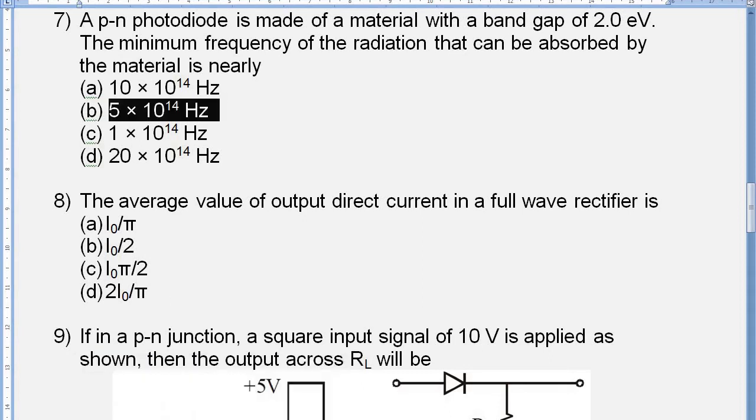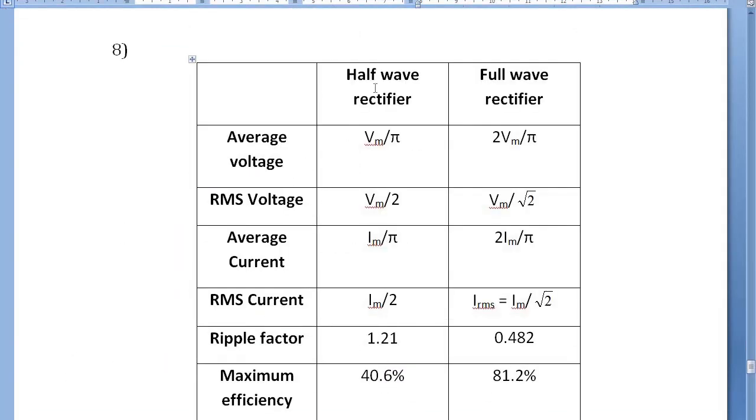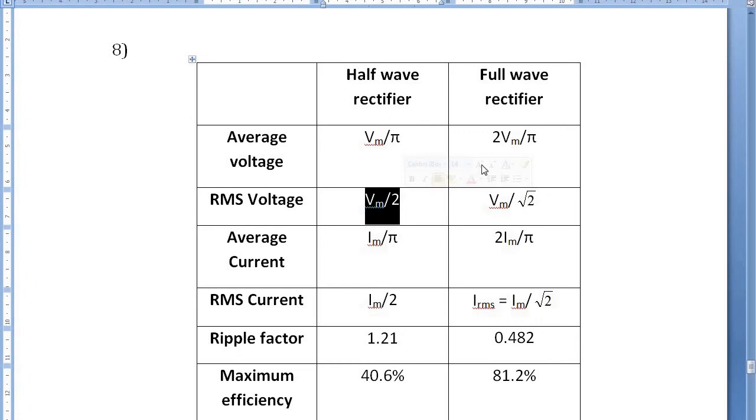So here we'll see some tables in which various values are given. You must know these values. For a half wave rectifier, average voltage is Vm upon pi, and for full wave rectifier 2 Vm upon pi. RMS voltage for half wave is Vm upon 2, and full wave is Vm upon root 2. Average current is Im upon pi, full wave 2 Im upon pi.